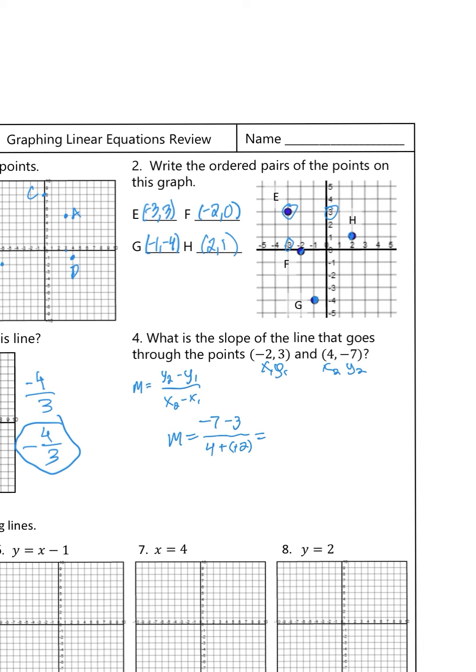-7 minus 3, I'm making -7 more negative, so that's -10. 4 plus 2 is 6. We do simplify our fractions because we're big kids now. Not even really kids, actually. We're like young adults. Man. So overall, this would be negative, and I can divide them both by 2. So that'd be -5/3.